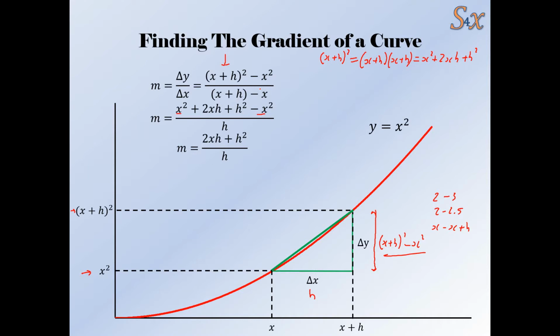Now what we can do is cancel that h. We can say h over h there, and h squared over h just leaves us an h. So I'm saying cancel this bit and cancel the squared there. We're just left with 2x plus h.